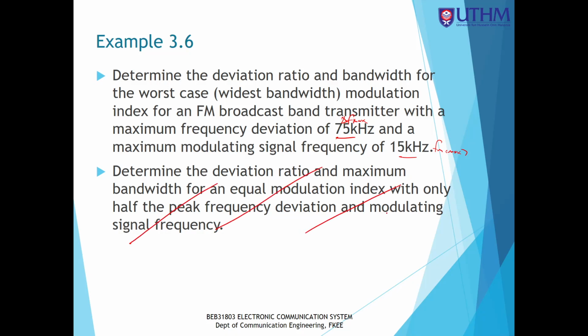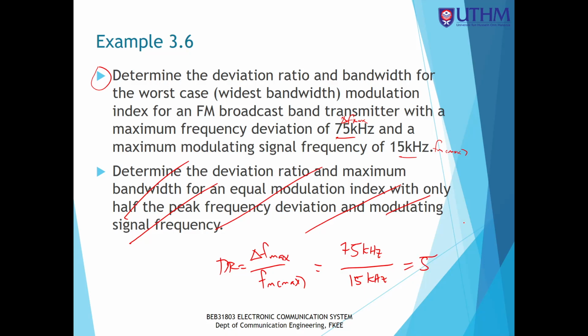You can cancel the question below. The above question asks about DR. So DR is equal to delta F max divided by Fm max, which is 75K divided by 15 kilohertz, equal to 5. Simple, straightforward.